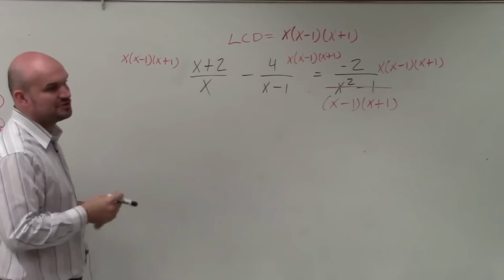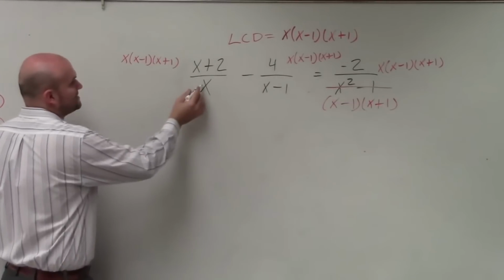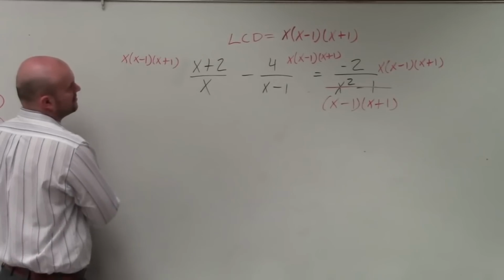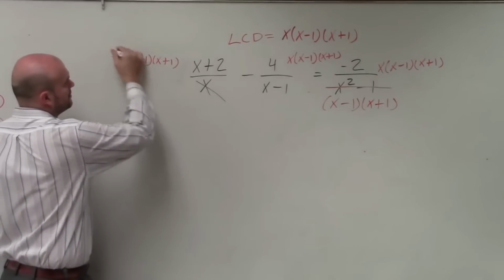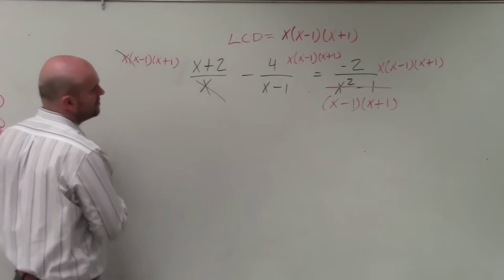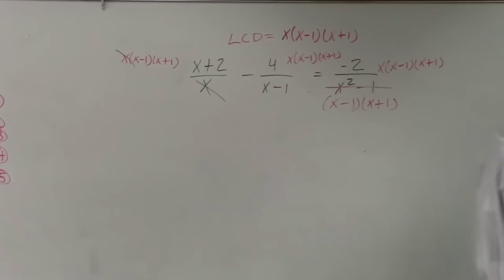So let's see what happens using the division property. X divided by x, that divides out.